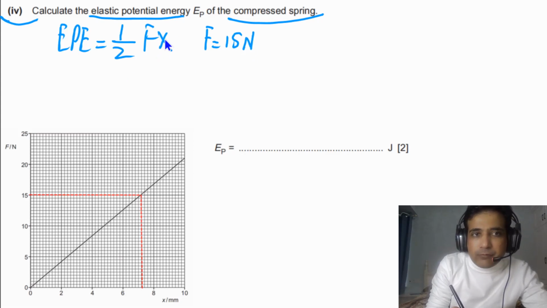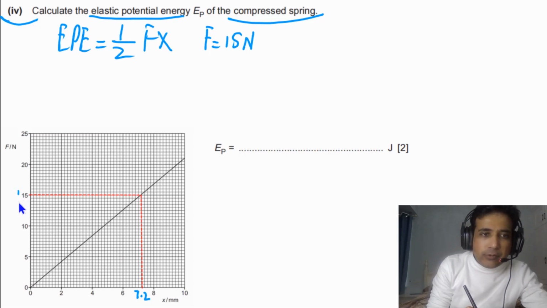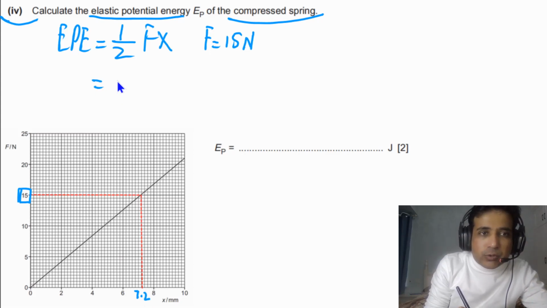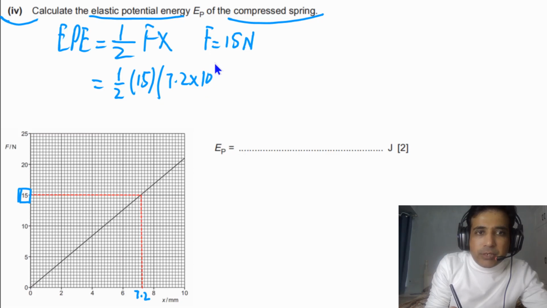Now we need to calculate the value of x, and this graph is given to us and we can directly read from the graph. If you read from the graph, that will be equal to 7.2 millimeters, because when the force is 15 newtons, the compression will be equal to 7.2, and we can use these values to find the value of elastic potential energy. So we need to simply plug in values. We have 1/2, the force is 15 and the compression is 7.2 times 10 to the minus 3, because this is in millimeters. If we solve this, our final answer will be equal to 0.054 joule. So this is the final answer.